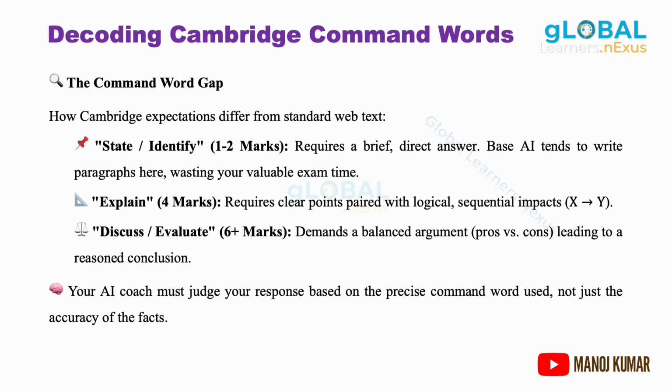Let's talk about the command word gap. Standard AI fails Cambridge exams because it treats every question like an essay prompt. If a question says state, you just need a quick, direct answer. Generic AI writes a novel, wasting your exam time. For explain, you need a tight, logical chain of cause and effect. For discuss or evaluate, you must show a balanced, two-sided argument with a final conclusion. If your AI coach doesn't grade by these exact words, it's not preparing you.